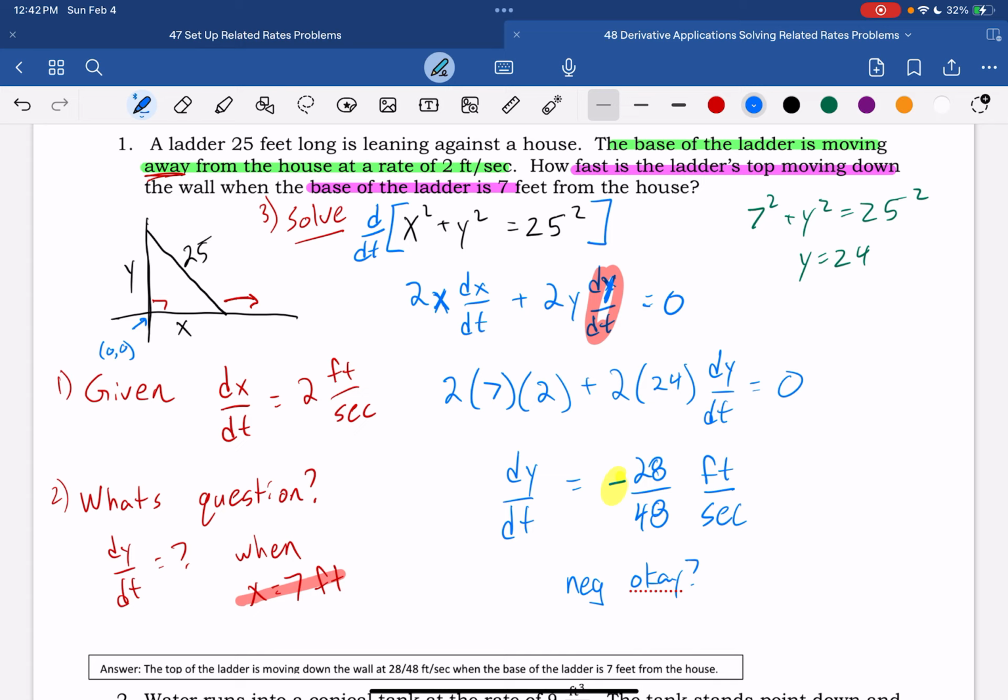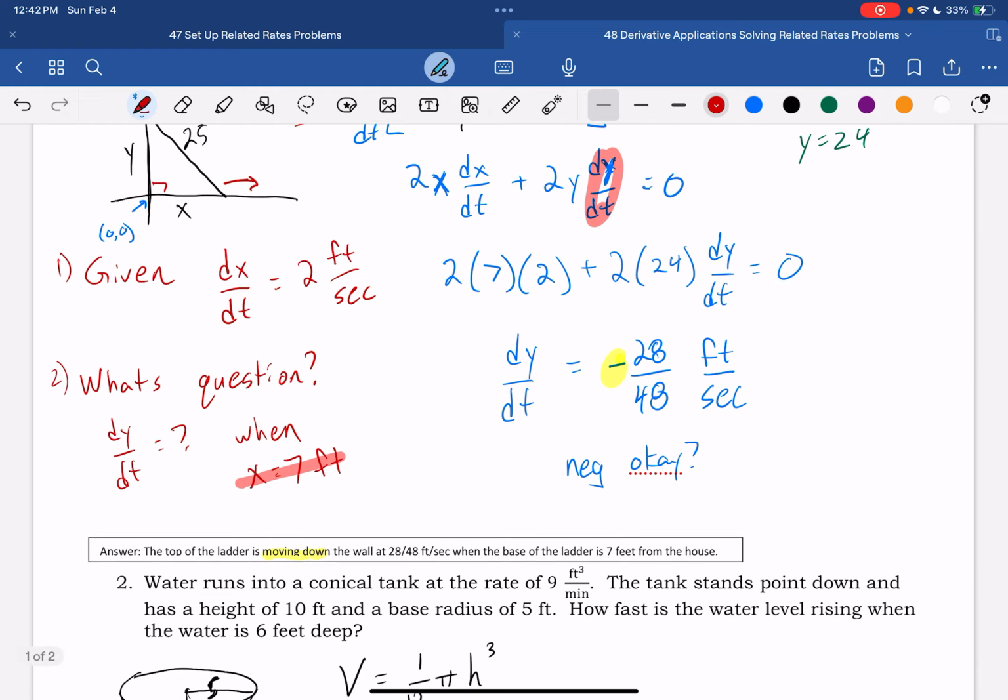And then we want to make sure that we're writing a sentence. You can see the answer box there says the top of the ladder is moving down the wall at 28 over 48 feet per second when the base of the ladder is 7 feet from the house. And now we get away with not having that negative because we've said that it's moving down. So when you interpret that problem, any negative signs would be interpreted into the direction. Okay, so that was the first one.